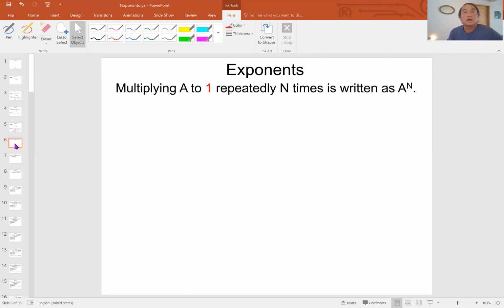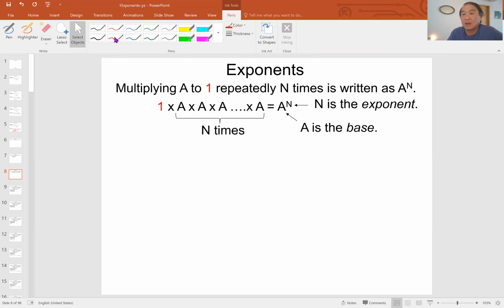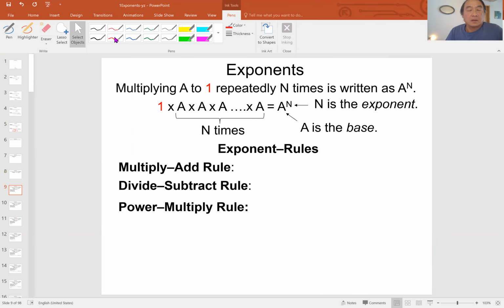Here's the formal definition of exponents. When we multiply a quantity a to the number 1 repeatedly, and the number of times, let's say it's n times, we write it as a to the nth power. And this exponential notation works very well when we multiply, divide, and take powers.